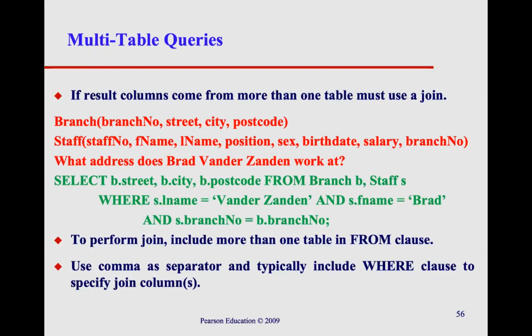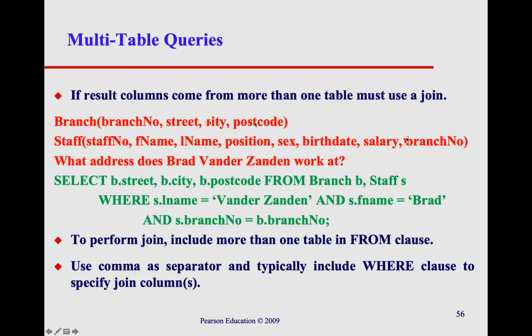So here's an example. We have the branch relation and the staff relation, and what we want is the address that Brad Vanderzanden works at. So the staff relation allows us to find a tuple with Brad Vanderzanden. Using the first and last name, we can locate a tuple in the staff relation with the name Brad Vanderzanden, but that doesn't give us the address, okay? But you'll notice it does give us a branch number. And we can use that branch number effectively as a pointer into the branch relation to find the street, city, and postcode where I work.